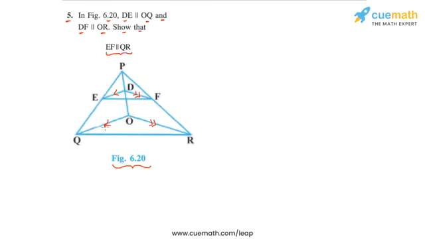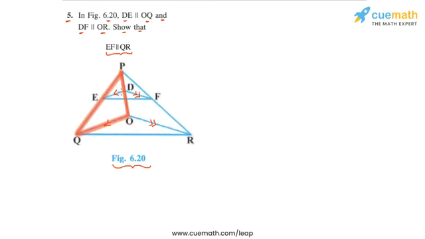So observe the segments EF and QR in the figure carefully. We have to show that these two segments are parallel. Let me first explain the reasoning we will use to solve this problem, and then we will write out the solution step by step. First, we will consider triangle POQ, and in this triangle we will apply the basic proportionality theorem, BPT, because in this triangle DE, this segment, is parallel to OQ.